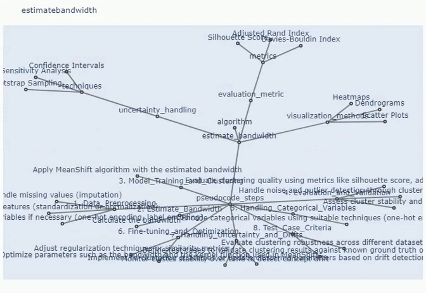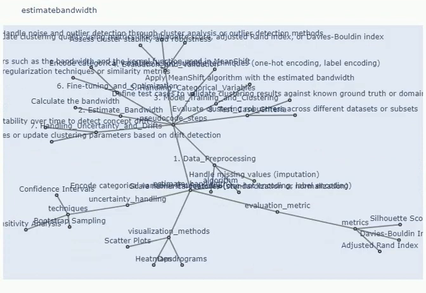Visualization methods. Description: methods and plots to visualize the clustering results. Methods. Scatter plots. Details: visualize the data points in 2D or 3D space with cluster labels. Heat maps. Details: visualize the density of data points and the clustering structure. Dendrograms. Details: visualize the hierarchical structure of the clusters if applicable.